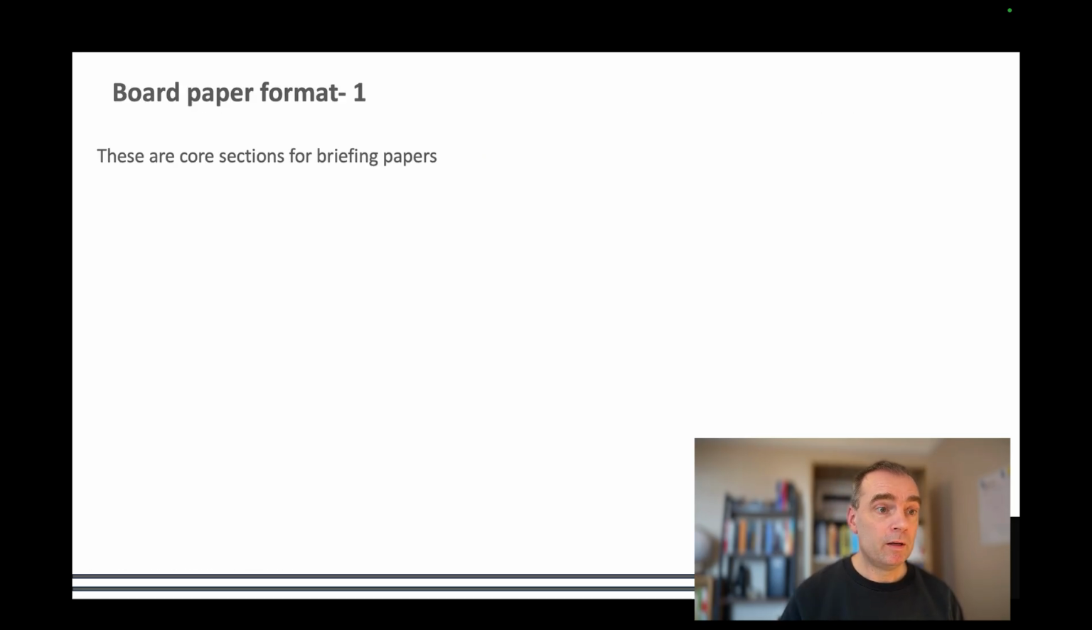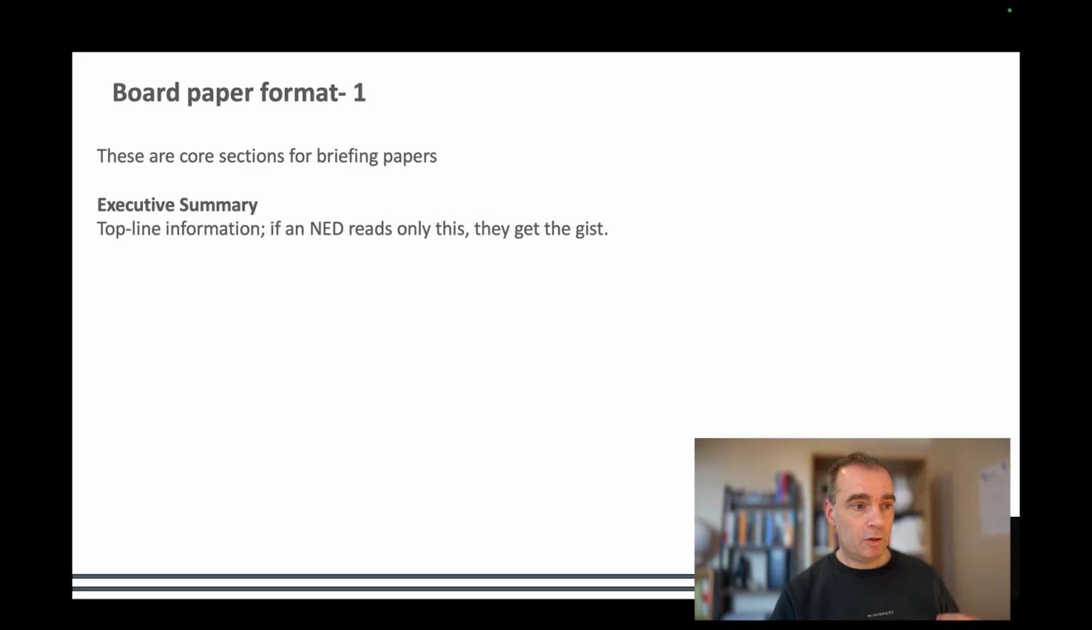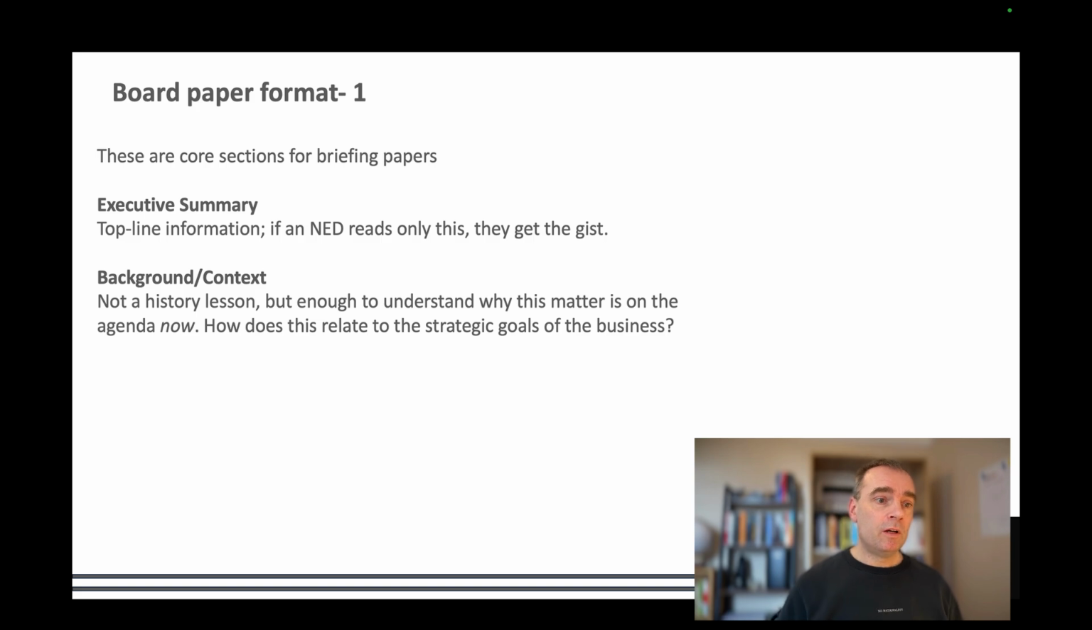All right, number one. These are the core sections for briefing papers to the board. One, an executive summary. Your top line information. If your non-exec is going to read anything, they should read this and at least they have an idea of what the topic is all about. Then background and context. So you don't want to give them a massive history lesson, but you want to give people sufficient information to understand why is this particular topic, why is this issue being discussed now? Why is it on the agenda now? What is the relation between this point and the strategic goals of the business?